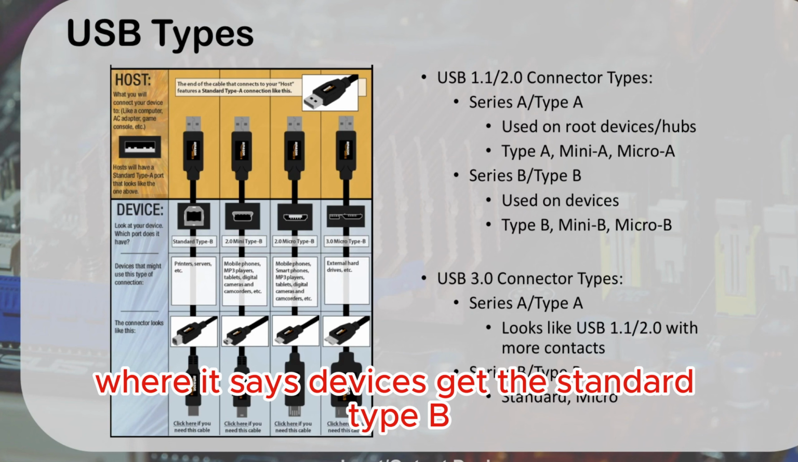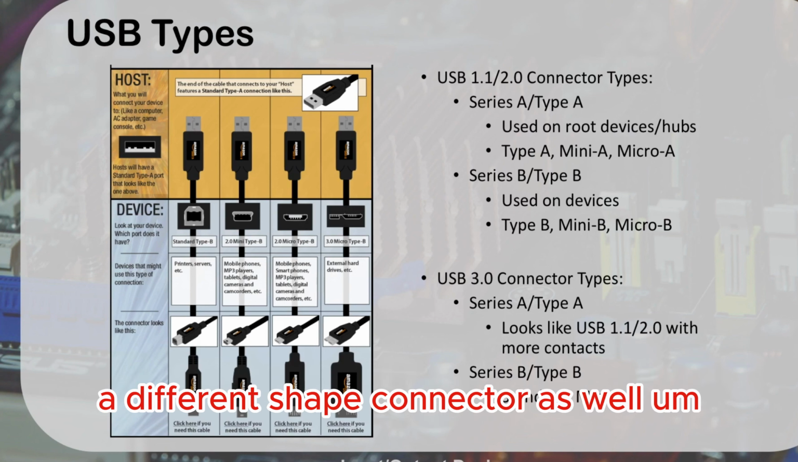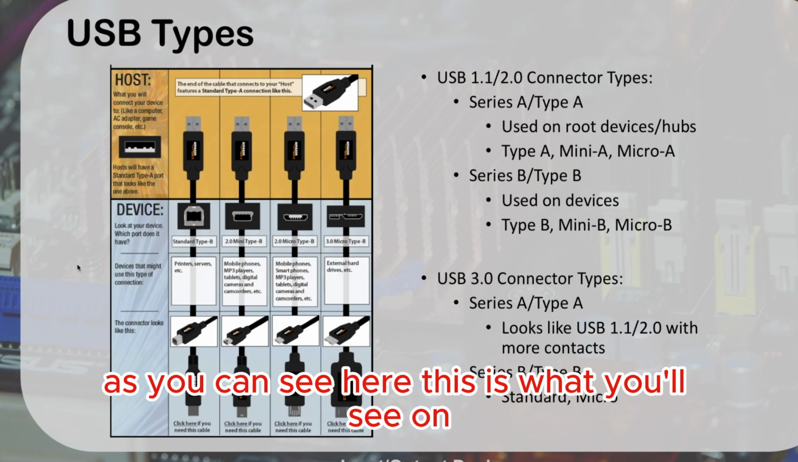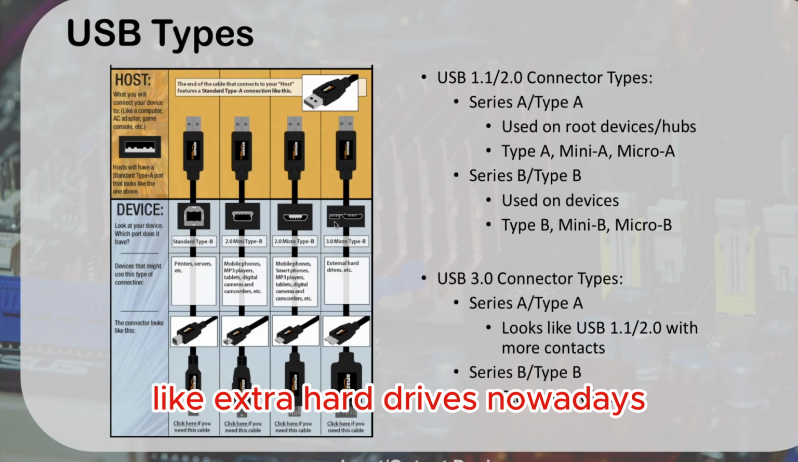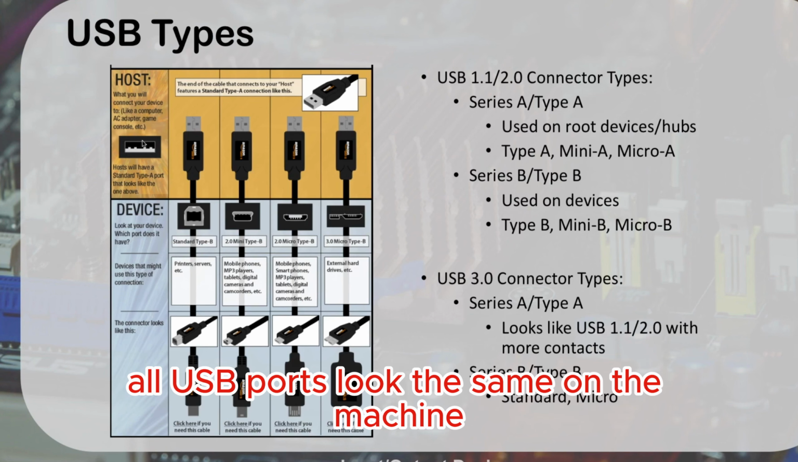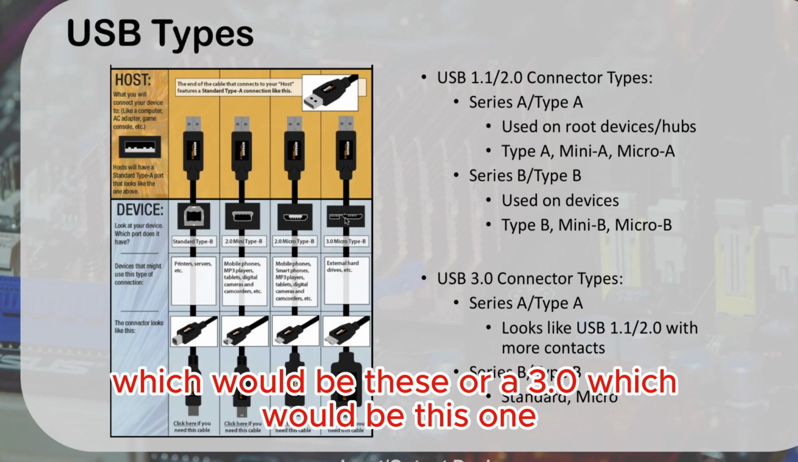We have the standard type B, and then the minis and the micros, and the new 3.0 micro is a different shape connector as well. With 3.0, we have that new S-shaped connector here. As you can see here, this is what you'll see on external hard drives nowadays. But again, the plug that plugs into the host is still the same. All USB ports are the same on the machine. It's just on your device, whether it's a 1.1 or 2.0, which would be these, or a 3.0, which would be this one.